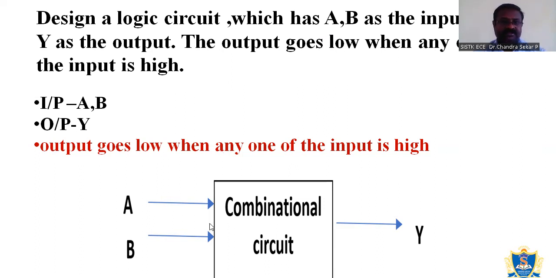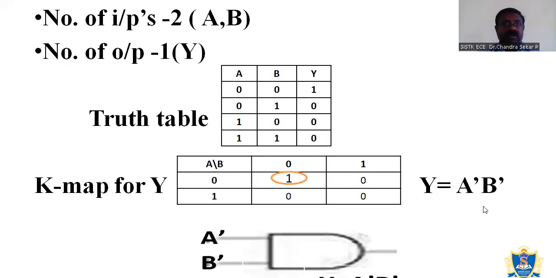Next, we have to draw the block diagram based upon the input and output. Here, A and B are the two inputs, and Y is the output. Next, we will go to the truth table. There are only two inputs, A and B, and Y is the output.